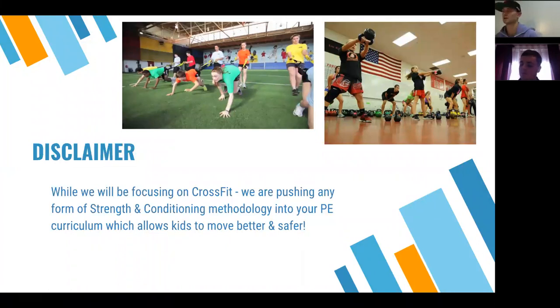But before we get started, I think it's important to say that this presentation isn't solely talking about CrossFit, rather any strength and conditioning methodology involving functional movement that encourages students to move with consistent mechanics. So each school will have varying facilities and resources. Therefore, although we'll be using CrossFit as our chosen label, we'll be communicating the core values that we think can be applied to any strength and conditioning program within any school curriculum.